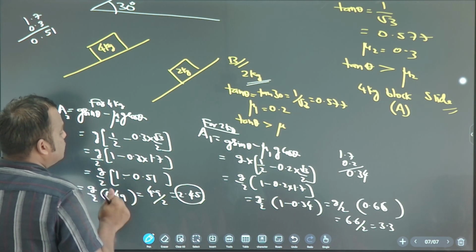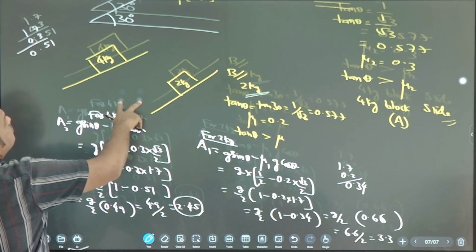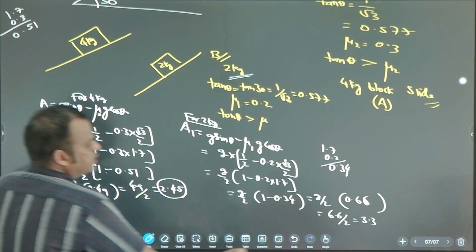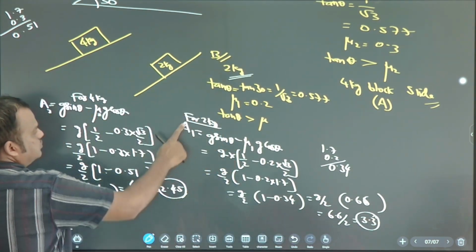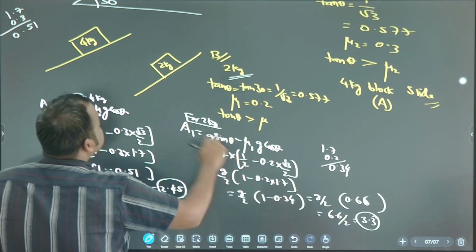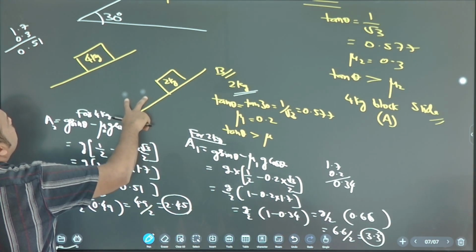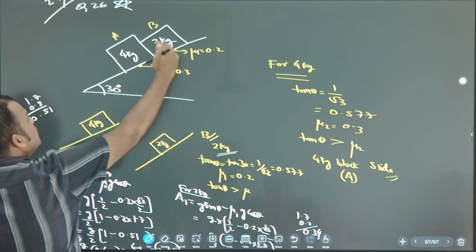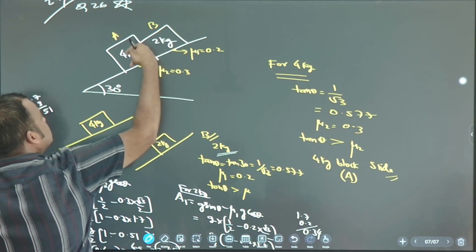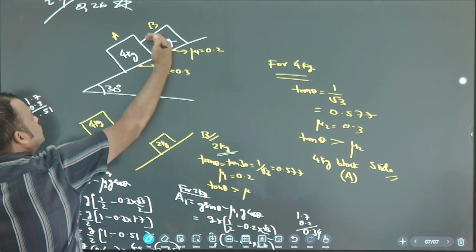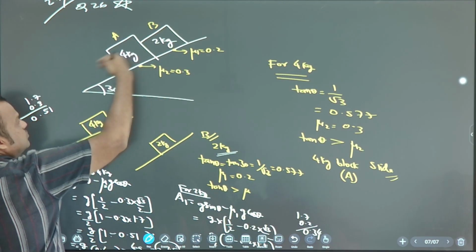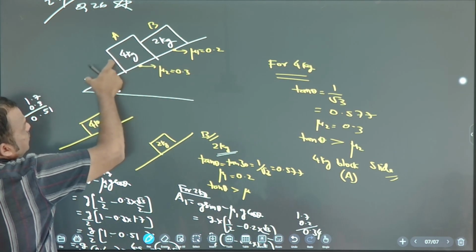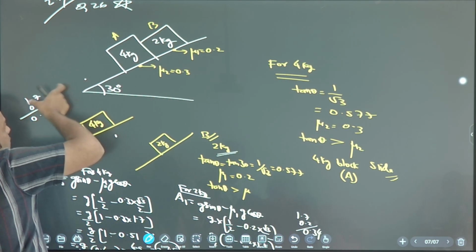So which has more acceleration, 2 kg or 4 kg? The 2 kg has more acceleration, correct? So the 2 kg acceleration is more and the 4 kg has less acceleration. So the 2 kg will push the 4 kg. So both will come together.